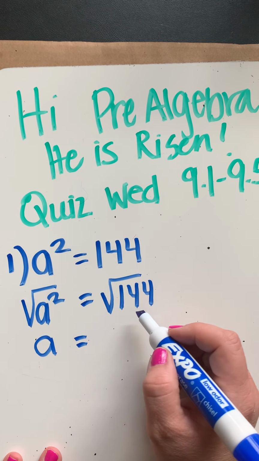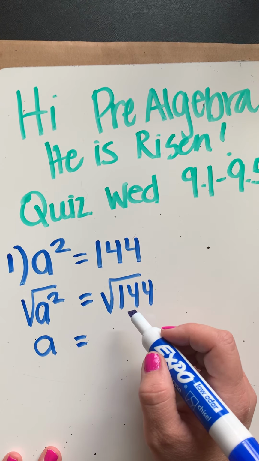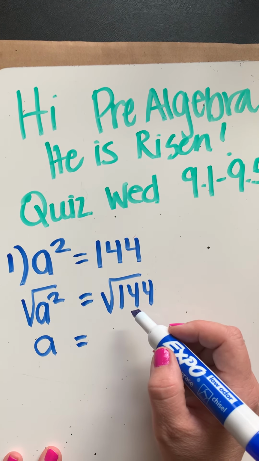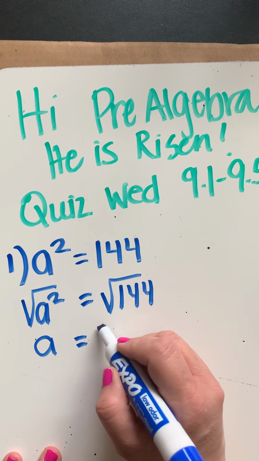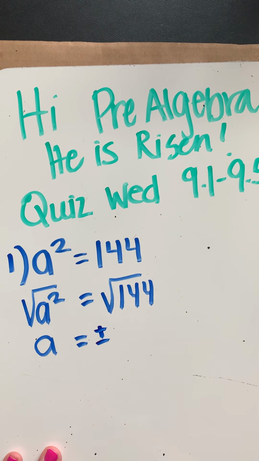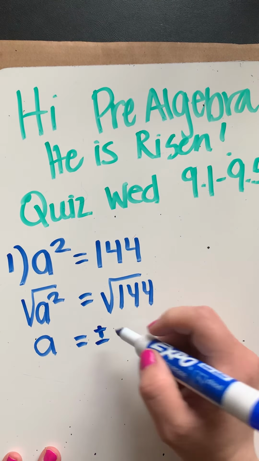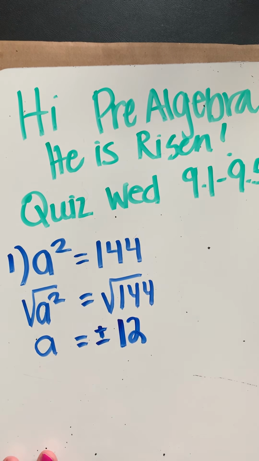This happens to be a perfect square. If you're not sure, you can refer to the chart that I gave you, or you can use your calculator. Don't forget, when you're taking the square root of something, it's always going to be plus or minus because it could be positive or it could be negative. So the square root of 144 is plus or minus 12.